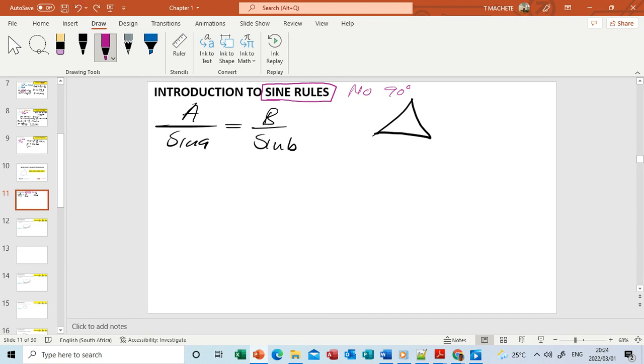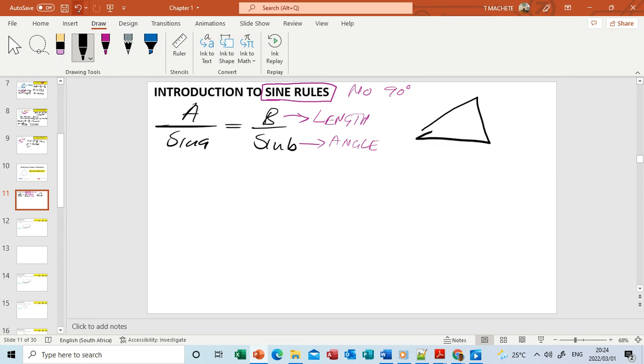So the sine rule, guys, you can use it when, the ones on top here are your lengths or sides, and this one is your angle. Let me draw this non-right angle triangle on the side. If you've got something like this, which is your non-right angle triangle, then this side is A, this side is B, and this one is C.